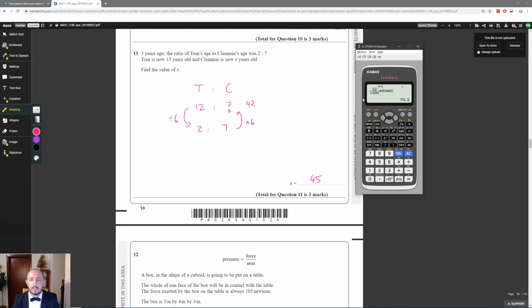You can use your calculator for ratios if you wish. There's a ratios button down here. In this case, we know A and B, the ratio. C we know, but X over here, if you try and match it up with this A to B, C to X, it's number 2. So we've got the ratio of 2 to 7. And we know Tom's age was 12, so Clemmie's age will be 42 at that moment in time.